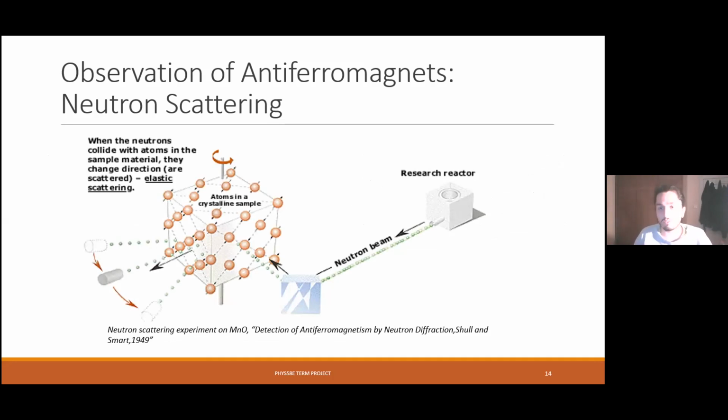There's a research reactor where the neutron beam is accelerated and directed to the material. And as you can see, the atoms inside the crystalline sample. When the neutrons collide with the atoms in the sample material, they change direction, which means they are actually scattered by the magnetic moments. They are elastically scattered. And after the scattering, their intensities are measured.